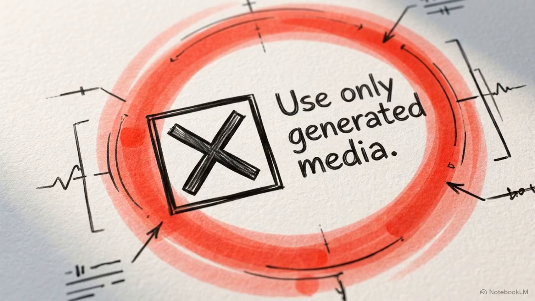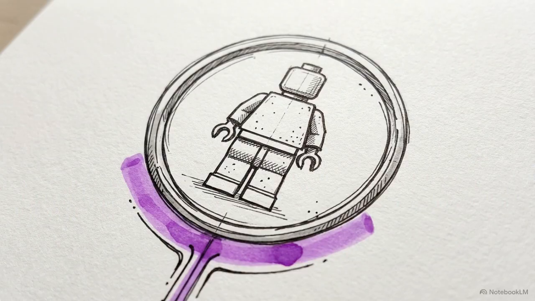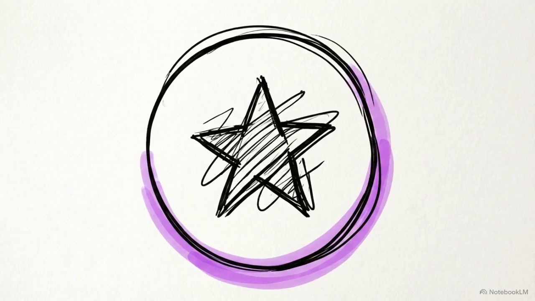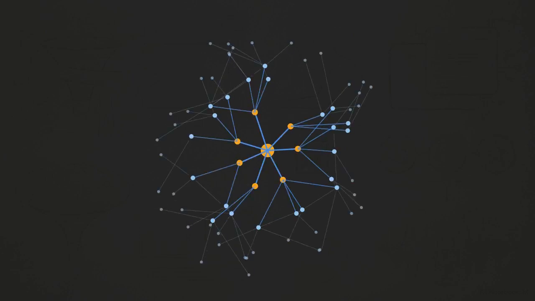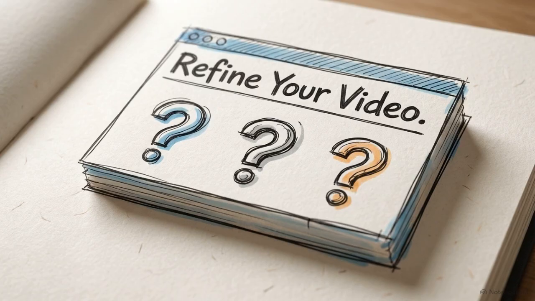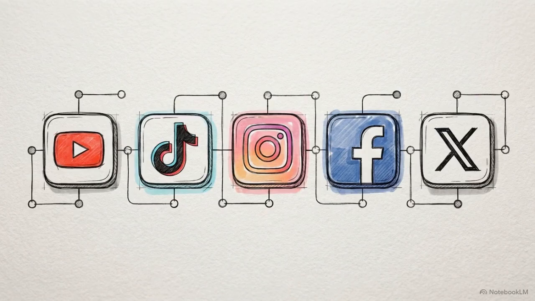Before moving forward, you must check this specific box, labeled Use Only Generated Media. You also have control over the aesthetic. You can select an animation style ranging from Lego to 3D Pixar or even a traditional hand-drawn look. Once you click Continue, the system reads your basic topic and automatically expands it into a highly detailed, complex prompt behind the scenes. The AI will then ask you a few quick follow-up questions to refine the output, specifically asking about your target audience demographics and the platform where you plan to publish.